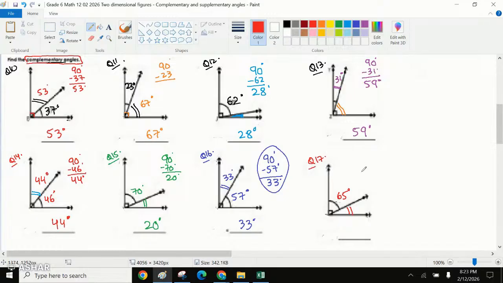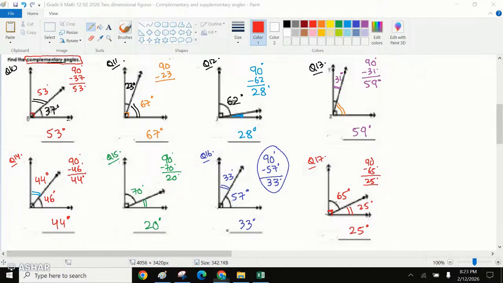It would be 25, because the sum of these two angles has to be a right angle, right? Agreed? The sum of these two angles has to be a right angle. So we say 90 minus 65 comes out to be 25. Therefore, the complementary angle of 65 is 25. Thank you, Ashik. Therefore, the complementary angle would always sum to 90.